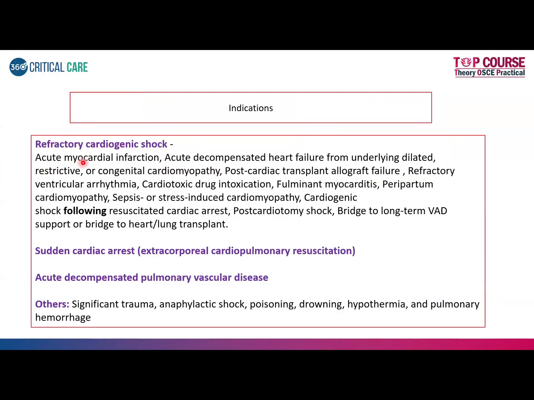It could be acute MI, decompensated heart failure, post cardiac transplant allograft surgery, any kind of arrhythmias, drug intoxication, myocarditis, peripartum cardiomyopathy, stress cardiomyopathy, cardiogenic shock following a resuscitated cardiac arrest. We have studied in the previous slide post cardiotomy shock, any kind of bridge to transplant, sudden cardiac arrest. ECPR is very common, acute decompensated pulmonary vascular disease, and there are other indications as well.